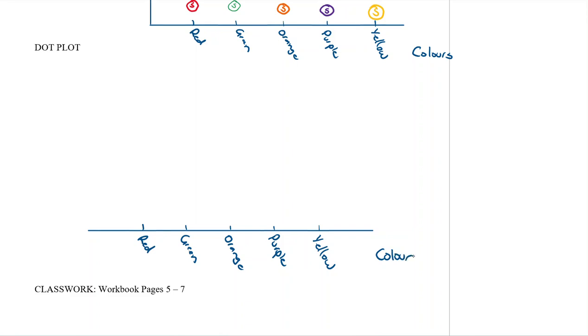Okay, so the dot plot, the only real difference is that you don't really have a choice of what the picture is in a dot plot. It has to be a dot. And so you just put a dot above for each Skittle. So 5 reds. Keep them evenly spaced. 2 greens. 5 orange. Keep them all nicely lined up. 1 purple, 1 yellow.